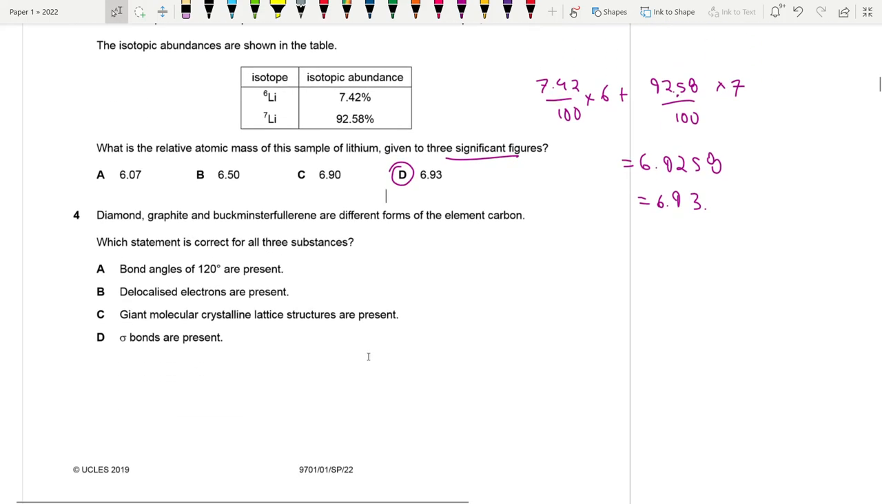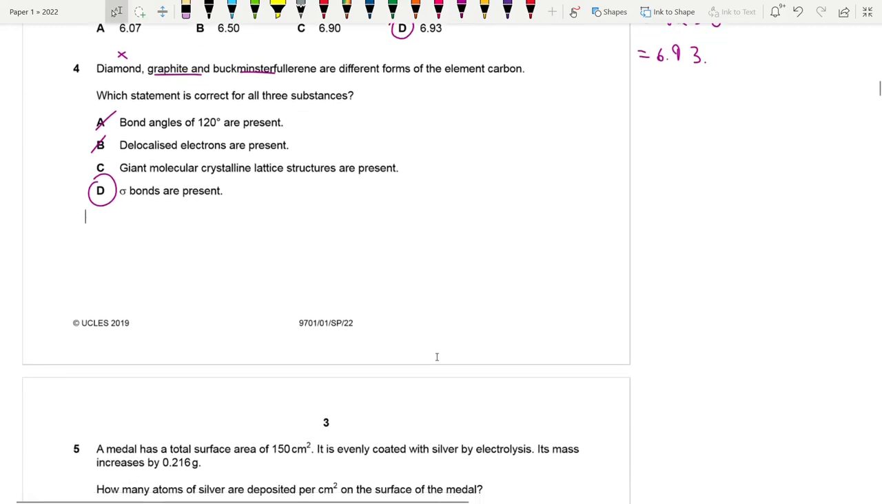Moving on to 4, diamond, graphite, and the buckyball are different forms of the element carbon. Which statement is correct for all three substances? Bond angles of 120 degrees are present. Present in graphite and buckyball, but not in diamond. Okay, so that is wrong. Delocalized electrons are present, not present in diamond actually. Giant molecular crystal. Okay, so the buckyball has a simple molecular structure. Sigma bonds are present. This is true for all of them. All of them have single sigma bonds.